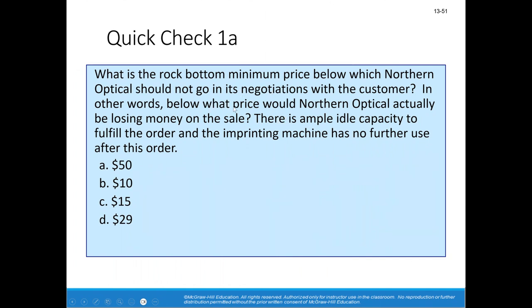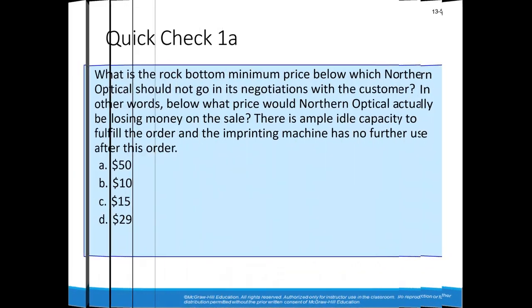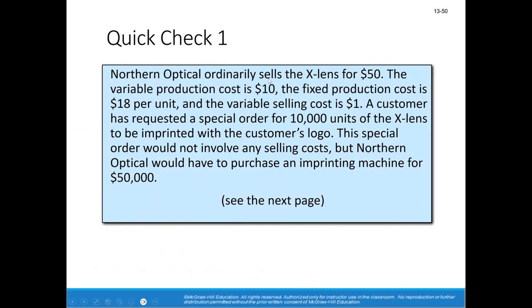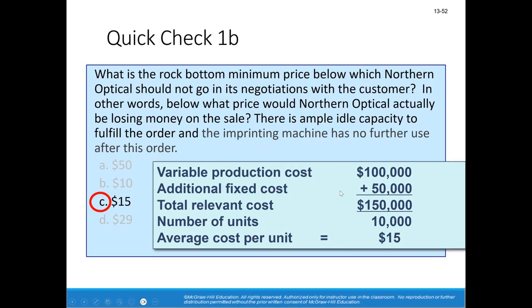So in other words, what is a rock bottom minimum price below which Norton should not go in its negotiations with the customer? In other words, below what price would Norton Optical actually be losing money on the sale? And it's $15, and that is the $100,000 variable production cost, which is $10 times 10,000 units, so that's $100,000. And then the $50,000 for the equipment. So our relevant cost would be $150,000. So our break even is going to be $15.